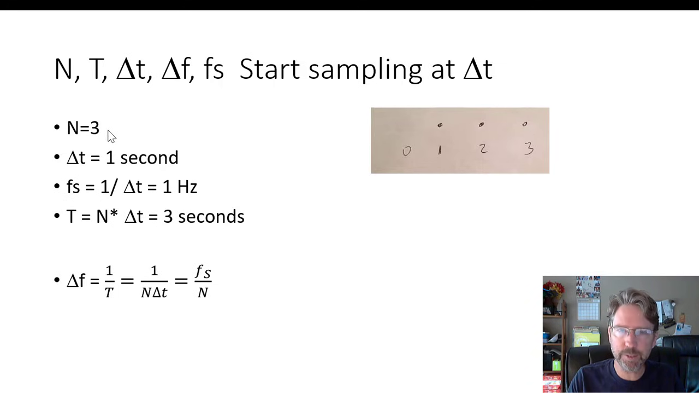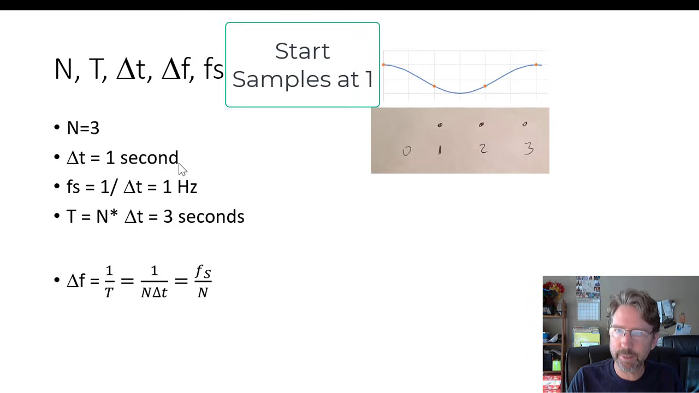So clearly N is 3. We took 3 samples. Delta t, the time between the samples, is 1 second. So fs, the sample rate, is always 1 over delta t, so 1 sample per second, or 1 hertz. That's no problem. And then T, this is where it gets a little tricky. T is the period of our signal. And so normally N times delta t is the period. Sometimes we think of T as the last time point, though. And then it's a little bit murkier what to use.